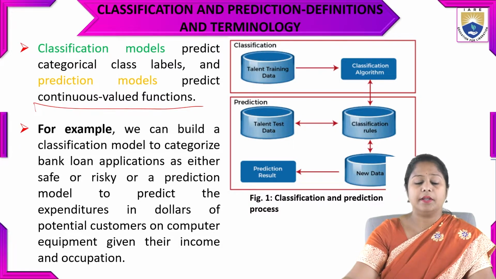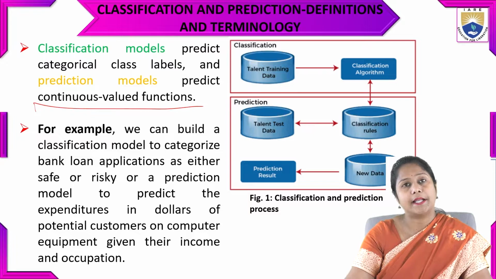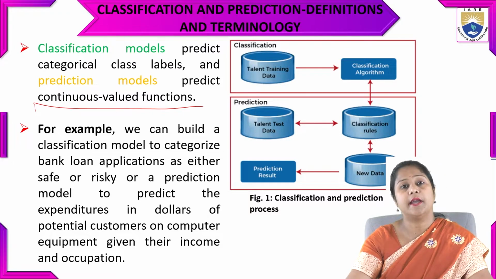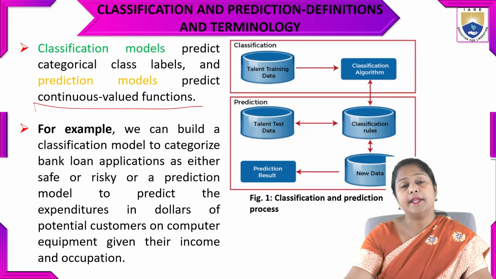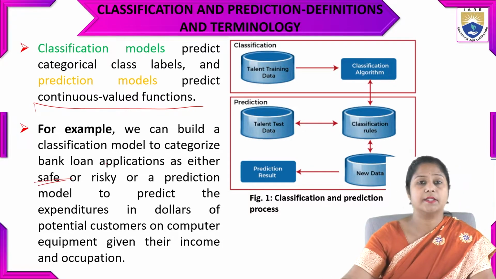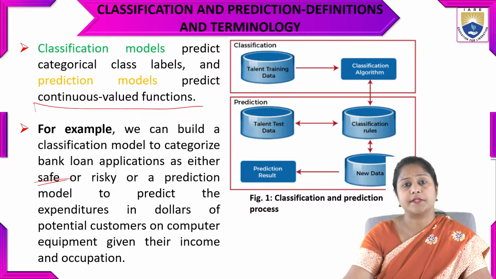For example, if we have to build a classification model, we have to categorize a bank loan application. Suppose a bank employee has to go through the bank loan applications and approve them. He has to classify each as risky, if giving the loan would be risky for us, or safe, on the basis of the CIBIL score of the particular customer.